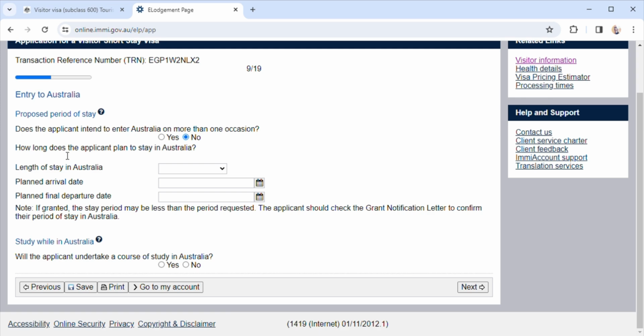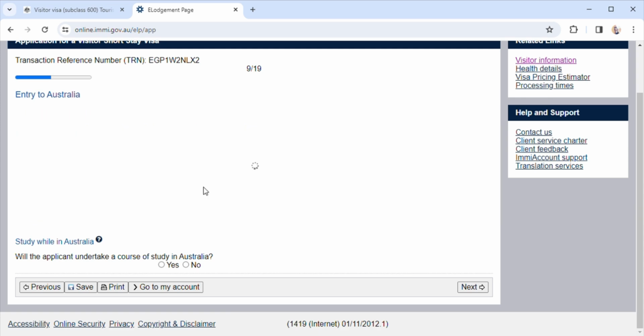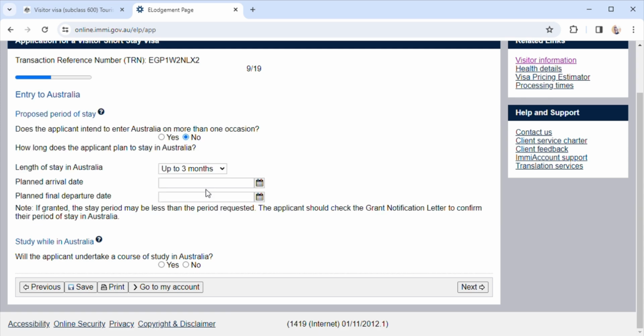How long does this applicant plan to stay in Australia? So here you choose the length. You may say up to 3 months because it will be a visitor visa. You are going to attend a conference, so you shouldn't put a long period of time to spend in that country, because the more time you put there, the more money you have to provide on your bank statement.